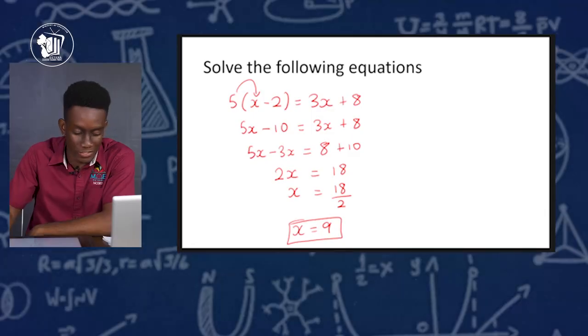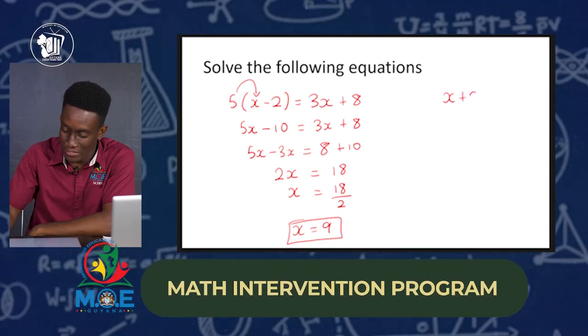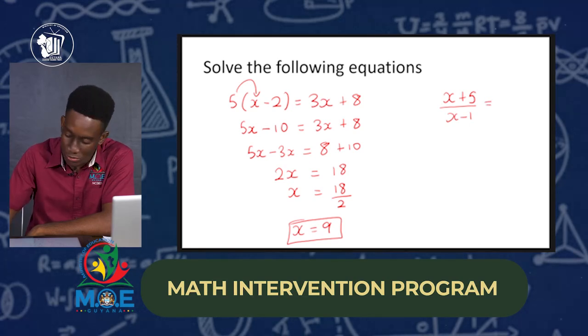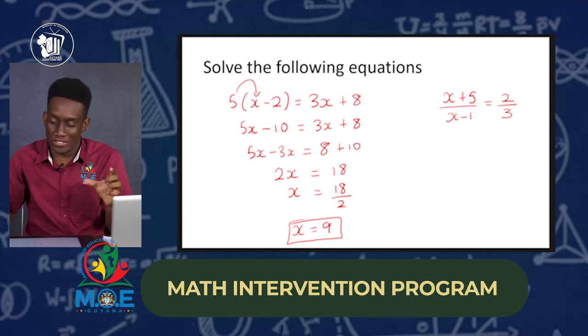And with that, it brings us to the end of our list of questions. And I will leave this question for you to solve on your own. So this is one for you to try on your own after the ending of this video. So you're solving this: x plus 5, all divided by x minus 1, is equal to 2 over 3. And you're finding the value of x for this one.